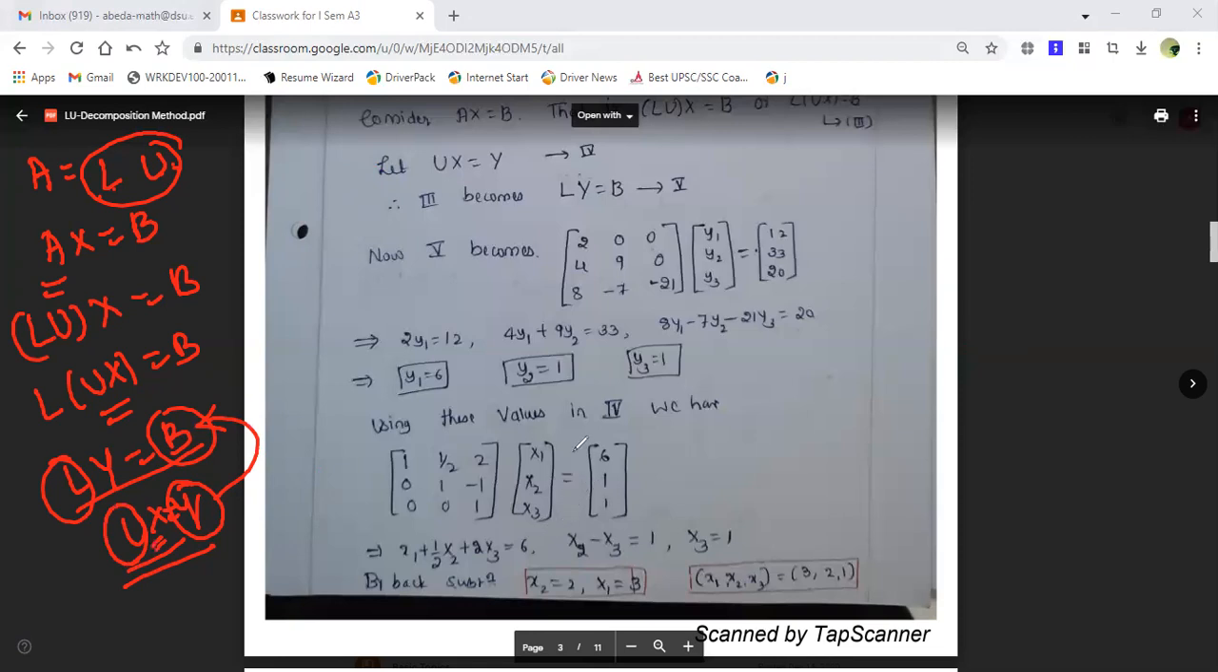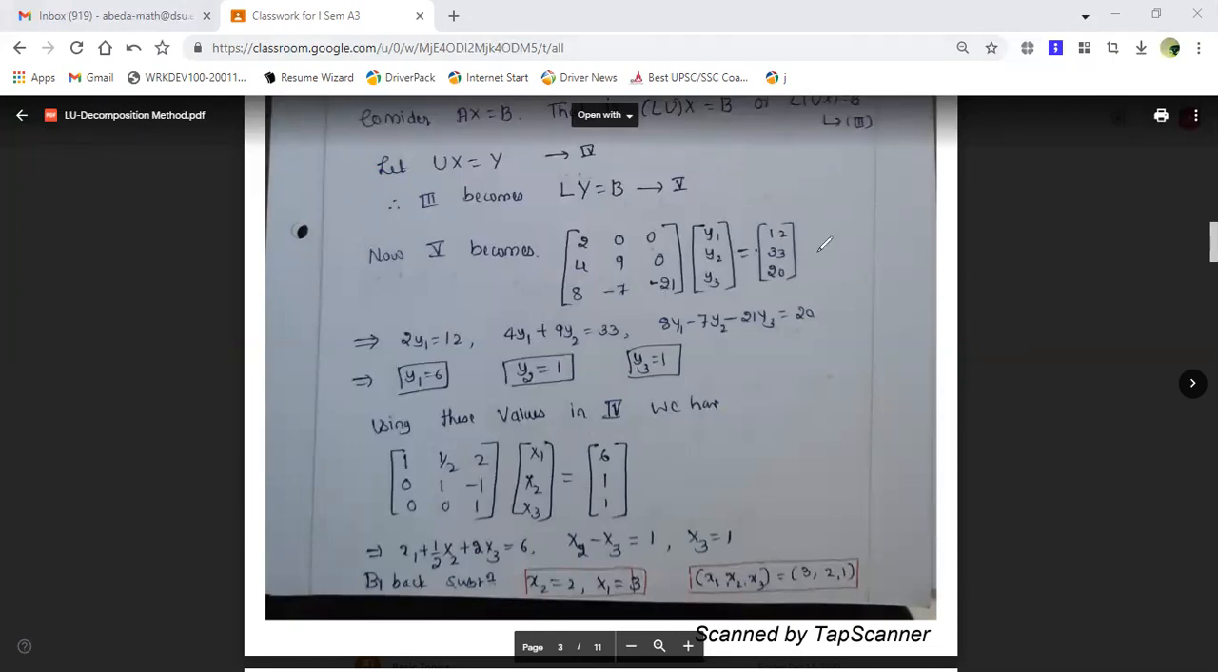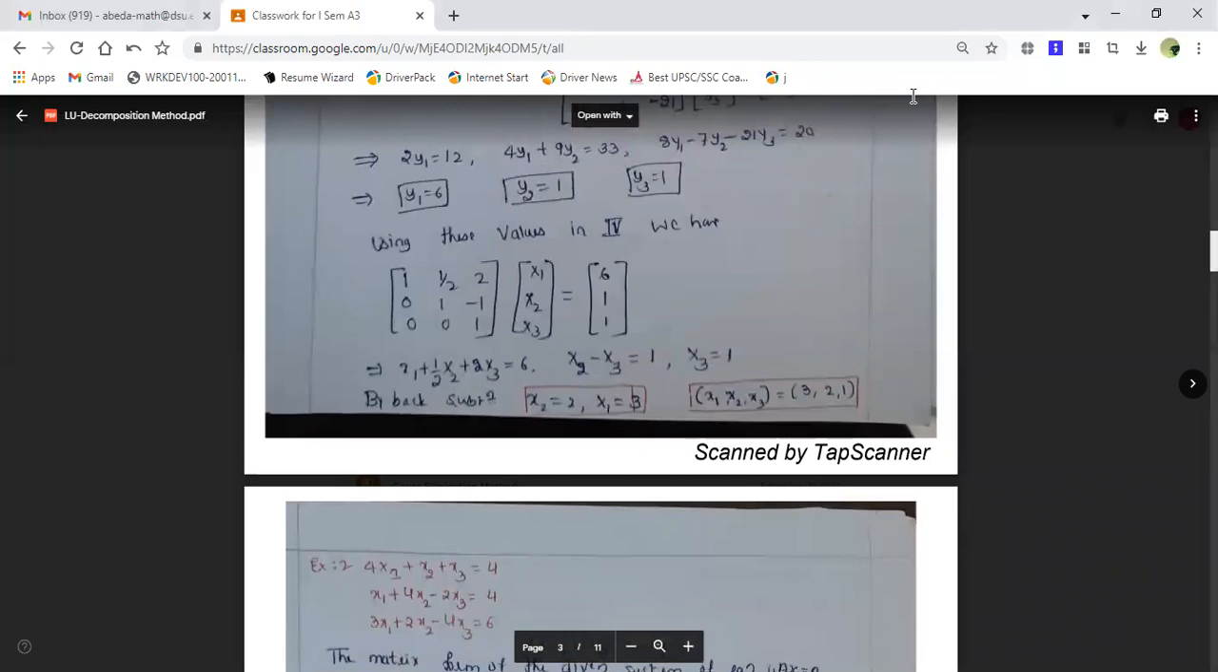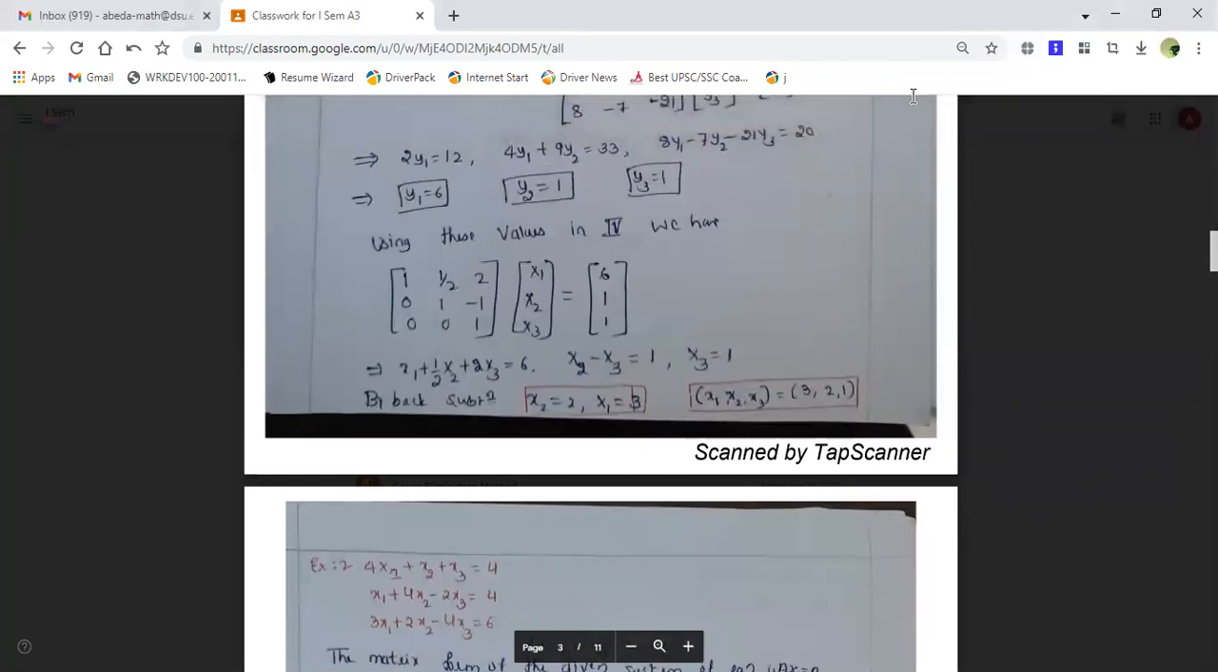This is one of the important methods one should know for solving a system of linear equations. Okay, so with this, guys, you have to solve some more questions. I'll just give you one more example here. Try to solve this example yourself. If you are not getting the solution, please comment in the box so that I'll get back to you with the solution. This is how you have to deal with the LU decomposition method.